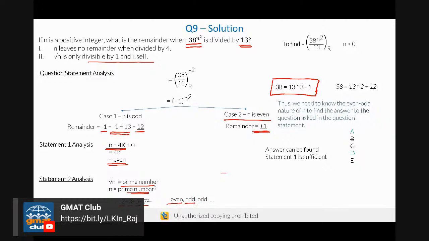Now, in the case that n is even, we know that the remainder is plus 1. In case that n is odd, we know the remainder is 12. So we can't get to a definitive answer with regards to the remainder over here. And hence, statement 2 is not sufficient. Which means my answer choice is choice A over here. This is my correct answer, choice A. Now, where did you guys falter in this?